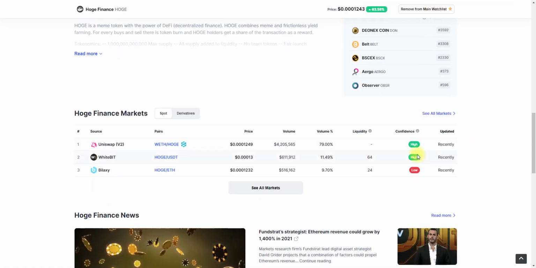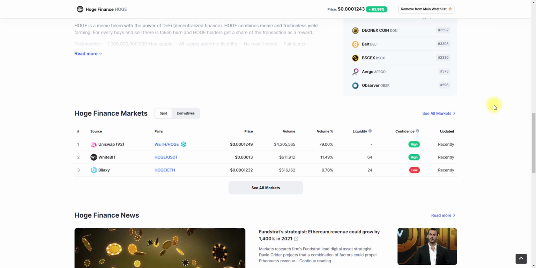So, of course, you've got Uniswap, you've got Whitebit, Bilaxy, I don't know if I'm saying that right. That was pretty recent. But yeah, BKEX, that's going to be a good listing. Probably going to have a KuCoin exchange listing here in the future also. I think they are in talks with them, and it's probably very likely it's going to happen as fast as Hoge Coin is growing at this moment.